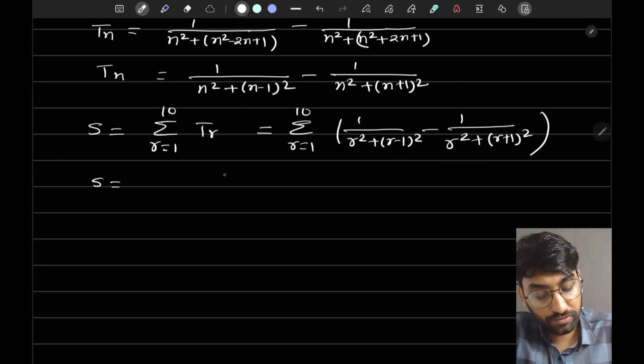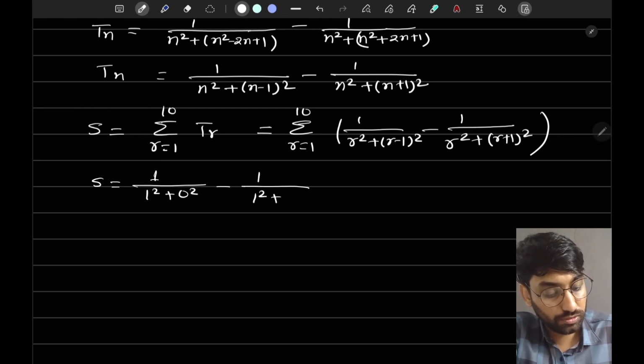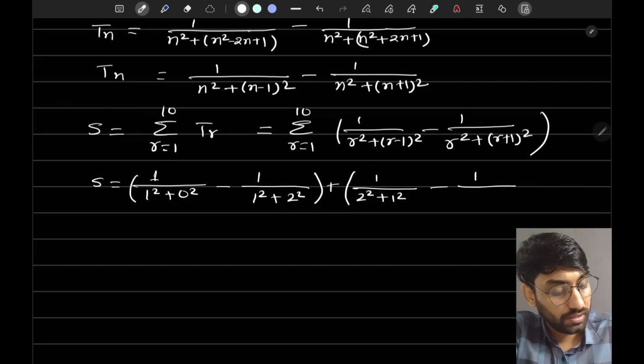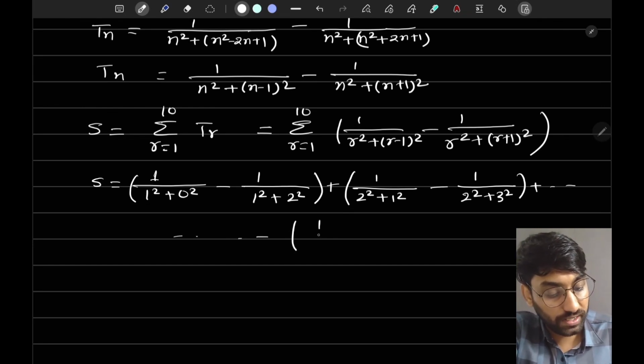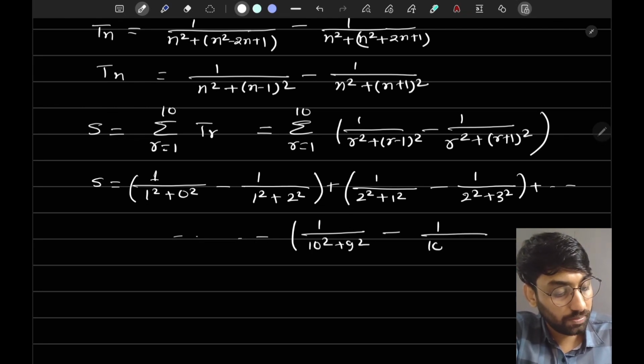After expansion, what will I get? S equals, for r equal to 1, 1 upon (1² + 0²) minus 1 upon (1² + 2²). For r equal to 2, 1 upon (2² + 1²) minus 1 upon (2² + 3²). And this will go on. So the last step will be r equal to 10, which means 1 upon (10² + 9²) minus 1 upon (10² + 11²).